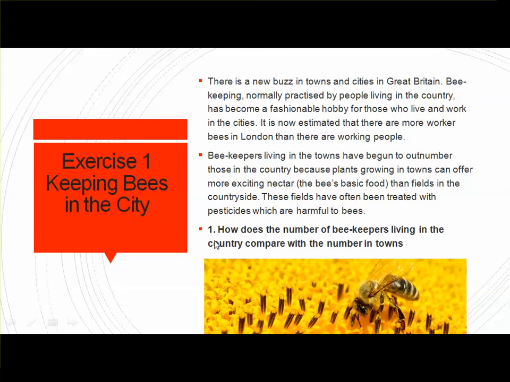Remember, in your exams you will get your text all together on an A4 paper. Here it has been divided up to make it easier for you guys to just focus on the task. So the first question is, how does the number of beekeepers living in the country compare with the number in towns? Where can we find the answer to this? Now, we might not have it as easily as we did in the previous exercise to find compare, or do we? Okay, that's up to you guys to find the answer.